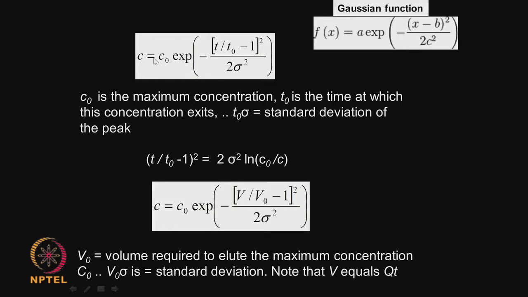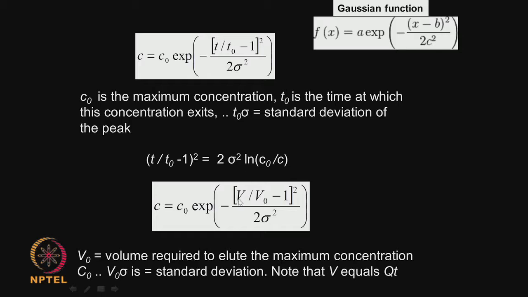So, it will be of this form: C is equal to C0 exponent minus T minus T naught whole square divided by 2 sigma square. T naught is your retention time. Sigma is equivalent to your standard deviation. So, sigma is the standard deviation of the peak, and T naught is equivalent to your mean, that means the time at which the peak is maximum, or it is the retention time, correct.